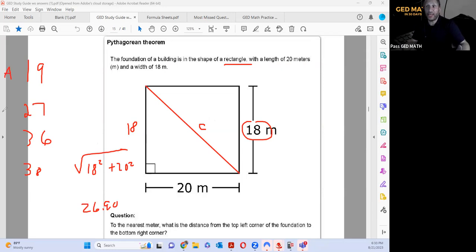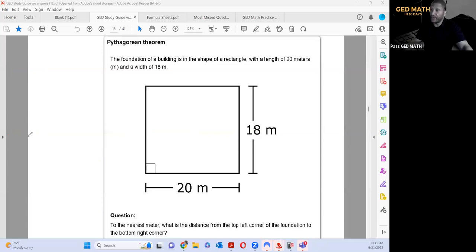Now, also what I could tell you, if this was A, B, C, D, I'm going to give you a little hint. The hypotenuse is always the longest side. So if 18 and 20 are the two legs, you know your C has to be bigger than 20. So we know it's not A. Your hypotenuse is always the longest side. So let's throw this in the calculator real quick.